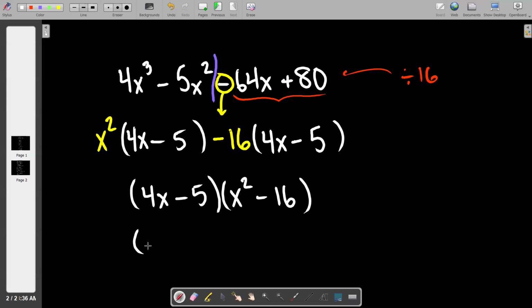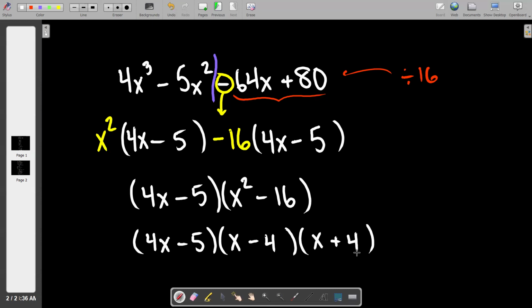So we're going to leave the 4x minus 5 alone. And what does x squared minus 16 break down into? Not 4x, no. There we go. We need one of each, x minus 4 and x plus 4. And now you can say, I'm done. There's no more meat on the bone.